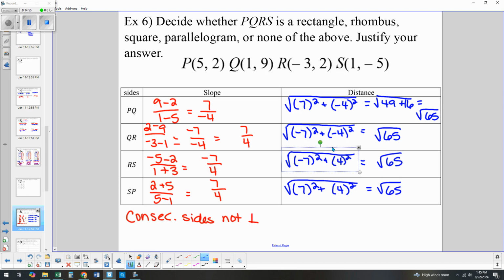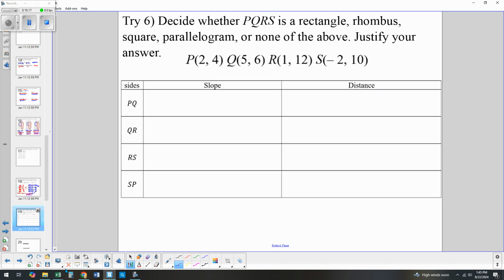So looking at these, all sides congruent. So I don't have right angles, but I do have all sides are the same. This would be a rhombus. Everything you see here would be required for full credit for this problem. So here's the final one for you to try. Answers are posted online, and that is the end of section 7.4.